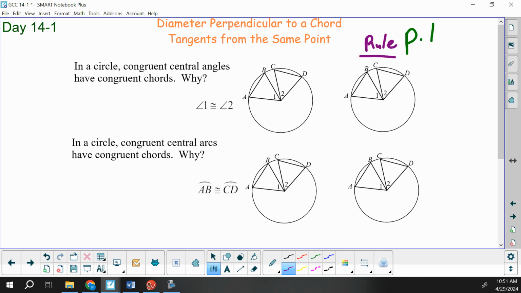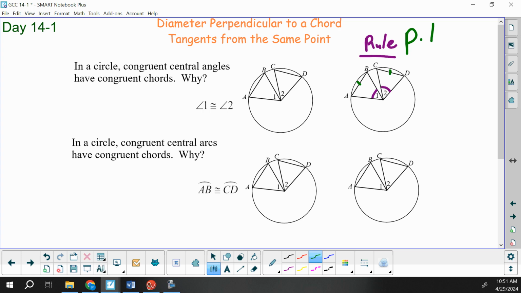Our rule over on the right-hand side says we have congruent central angles. So let's put our arcs on those central angles. It's saying if we have those angles congruent, the chords should be congruent as well. So let's put a tick mark on each of those. So that's the rule that's true.